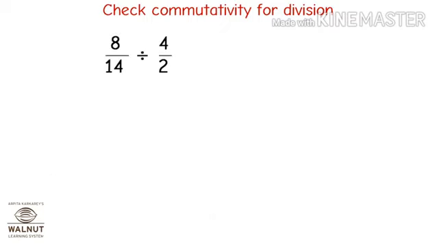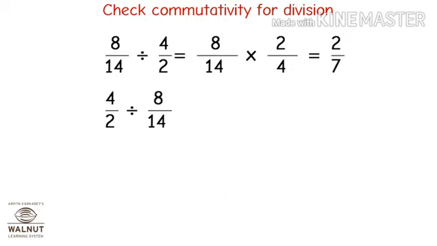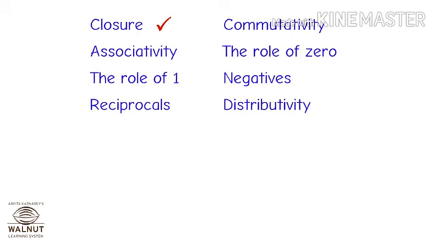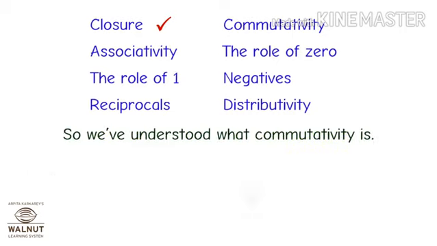Now let's check commutativity for division. 8 upon 14 divided by 4 upon 2 is equal to 8 upon 14 multiplied by 2 upon 4, which is equal to 2 upon 7. Whereas 4 upon 2 divided by 8 upon 14 is equal to 4 upon 2 multiplied by 14 upon 8, which is equal to 7 upon 2. When the order of numbers changes, the answer changes too. So, division is not commutative. So, we've understood what commutativity is.